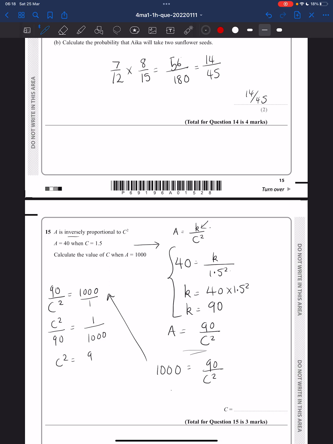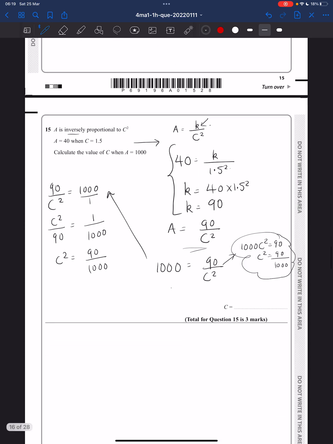So c squared is 90 divided by 1,000. Multiply both sides by 90. You could have done it as multiply up by c squared and then divide through by 1,000. Also gets you the same answer. I got in the reciprocal. That was probably the way that you'd be taught, but I got in the reciprocal because I haven't used it yet. So there we are. So c is the square root of 9 divided by the square root of 100.